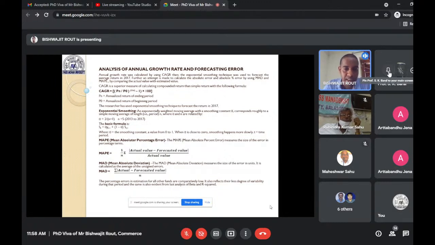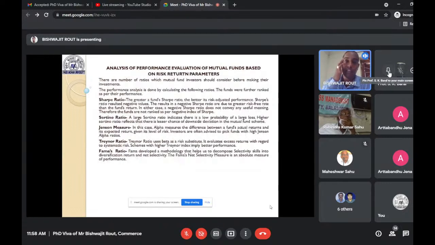The percent error estimation for all other funds is comparatively low. It reflects that there is a lesser degree of variability during that period, and the same is also evident from the earlier analysis of beta and R squared value. Next, analysis of performance evaluation of mutual funds based on risk-return parameters. To find out the risk-return parameters involved in mutual funds, I have tested different models like Sharpe ratio, Sortino ratio, Jensen ratio, Treynor ratio, and Fama ratio.